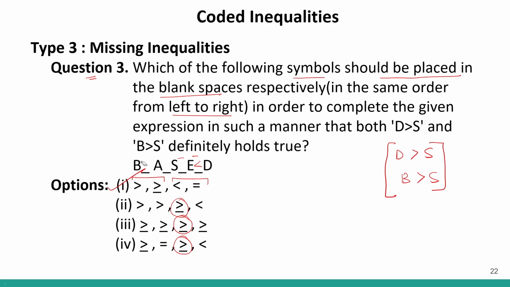If I fill in these things, okay, if I say B is greater than A, which is greater than or equal to S, which is less than E, which is equal to D. Now, if I check the situations, for D greater than S, we will move from bigger door to smaller door. So, D, E and then S. I can move, so this is definitely true. Similarly, if I have to find out B is greater than S, I will move from bigger door to smaller door. So, from here to here. So, this is also definitely true. So, my answer will be option number 1.